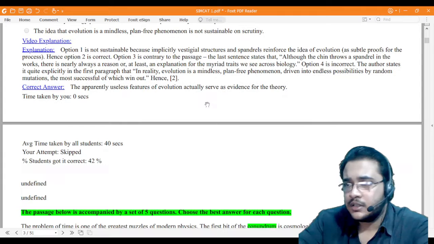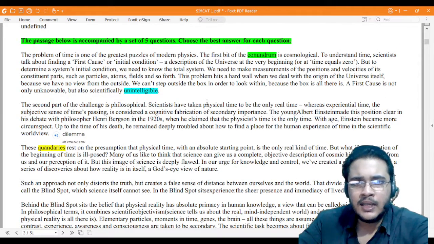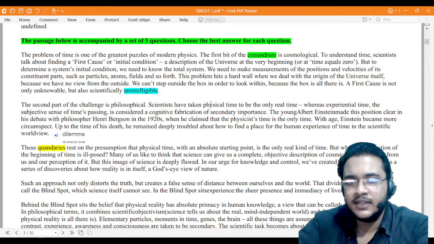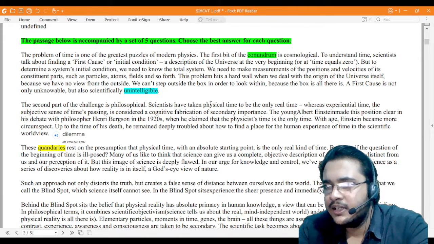Let's go to the next passage. Let's read this one. For the first paragraph, pause at this point in time and read the first paragraph. I hope you have paused, so let me read it out for you.